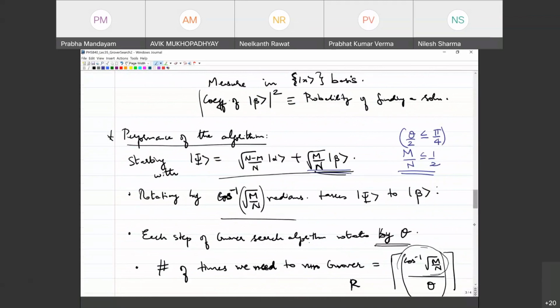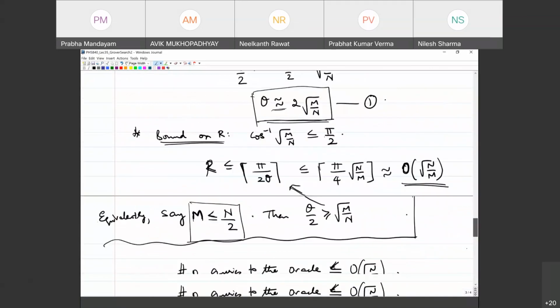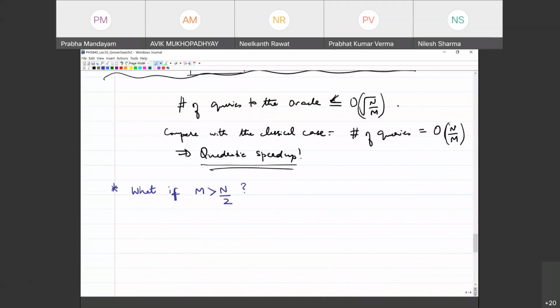In that case, actually, within a few Grover iterates, you will go beyond beta, right? So this is a question that nobody asked me this time. What happens if you go beyond the beta axis, right? So what happens is now you add more dummy indices to your database, right? So add more dummy indices to your database.